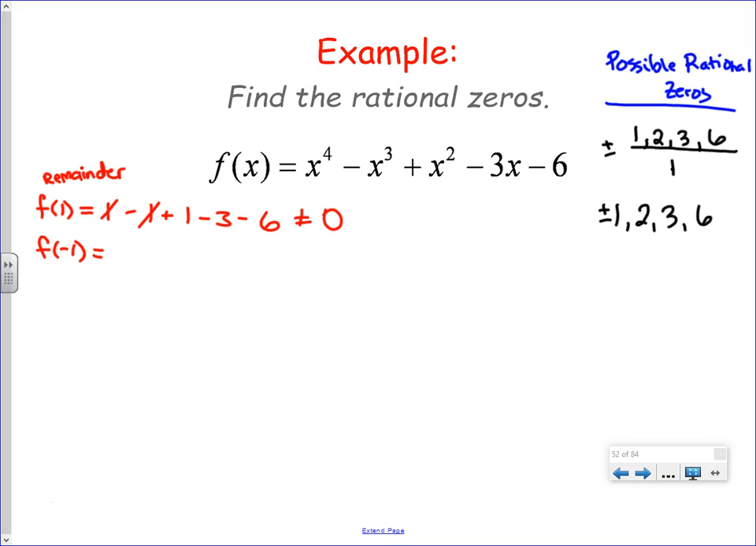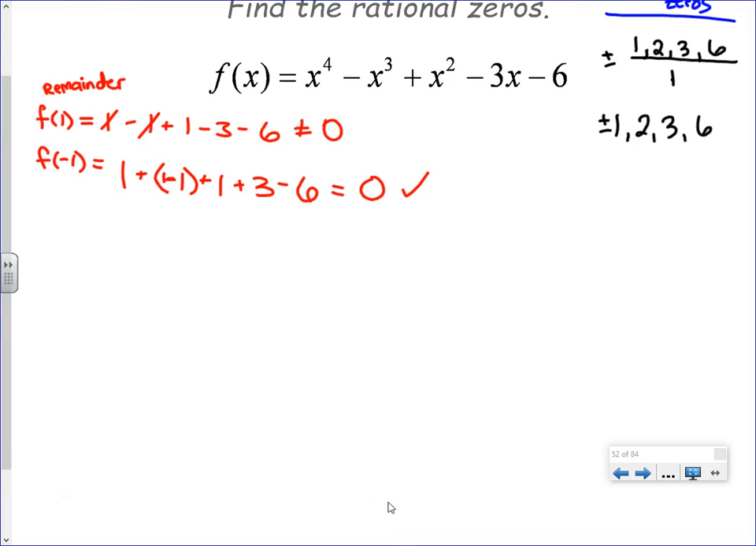I usually plug in the little ones. Negative 1 to the 4 is a positive 1. Minus, what's negative 1 cubed? Negative 1. Plus 1. Minus 3 times negative 1 is plus 3. Minus 6. 1 plus 1 plus 1 plus 3. 6 minus 6 is 0. I know, sometimes plugging in is dangerous because there are a lot of mistakes that can happen, so maybe you're not going to want to plug in very much. But I just found a 0 and I saved myself a synthetic with the ones that don't work.